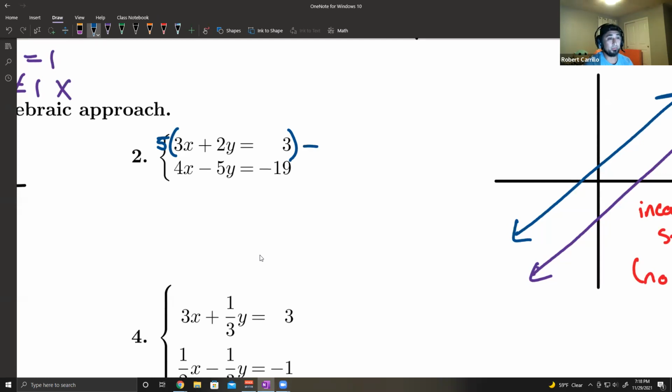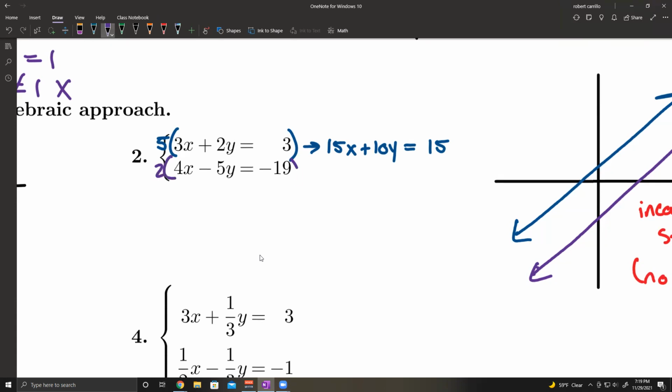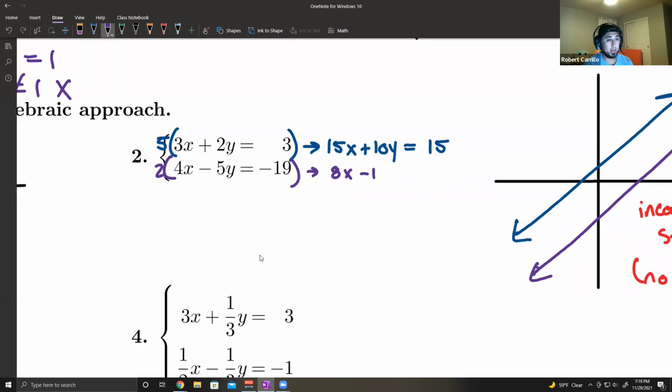And if we do that, you would get 15x plus 10y equal to 15. Yeah, 15x, 10y, 15. All right. What would I multiply the bottom equation by? 2. Good. And you would have 8x minus 10y equal to negative, oh, no, 19 times 2. Hey, there's my 38, right? There we go.